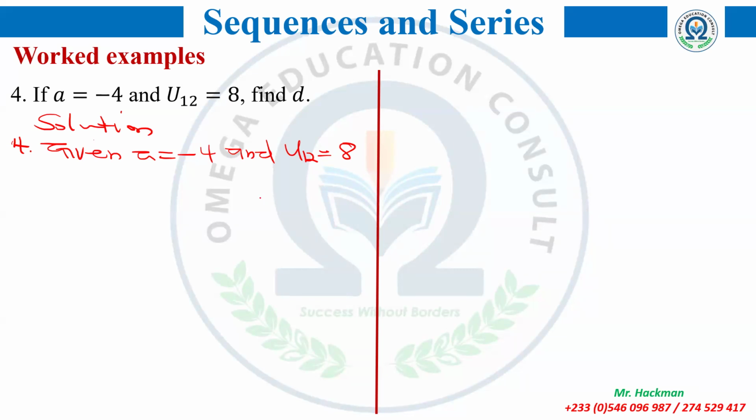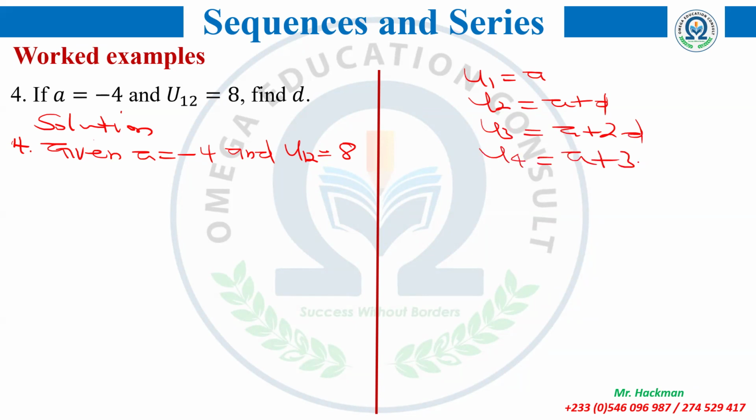As you mature, we know quickly that always U sub 1 will be equal to A, U sub 2 will be equal to A plus D, U sub 3 will be equal to A plus 2D, and U sub 4 will be equal to A plus 3D. Do you agree? If you don't agree and you want me to throw more light on it, you can say so. Please show more light. Okay, very good.